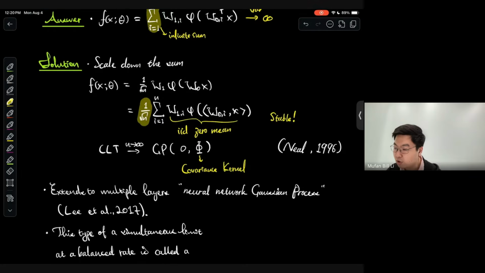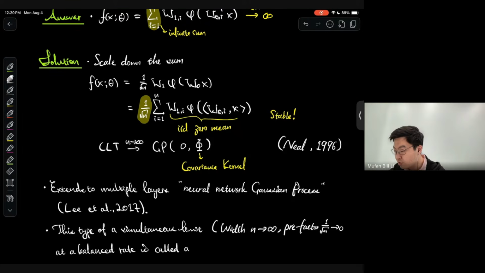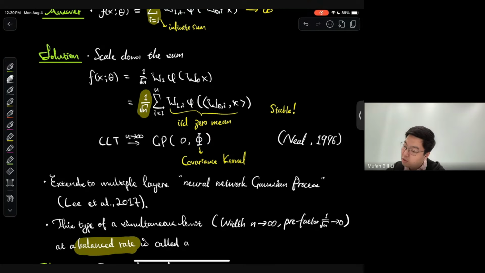I also want to say that this type of simultaneous limit, what I mean by simultaneous limit is that n is going to infinity, but the prefactor 1 over square root of n is going to 0. And this is at a balanced rate. This is exactly the rate that gives us the central limit theorem. If you go too fast in either one, or too slowly in either one, you're not going to get a well-behaved limit that's exactly a Gaussian. You're going to get either 0 or some infinite variance object. So it is very important that you take these two simultaneous limits at a balanced rate, and this is what we call a scaling limit.